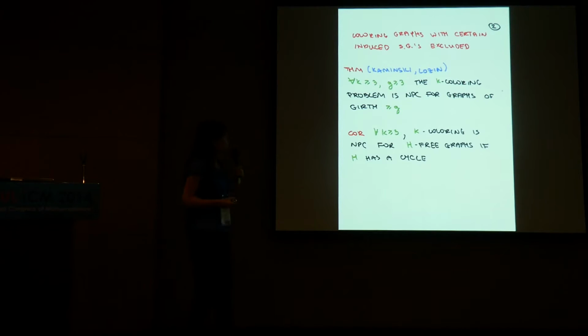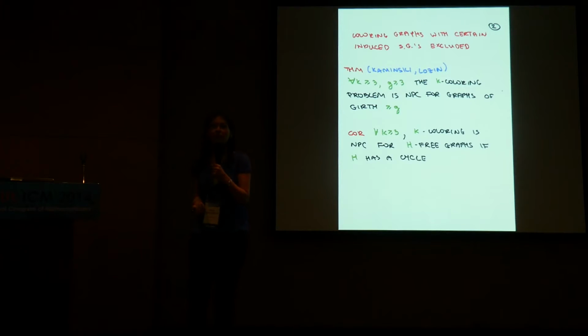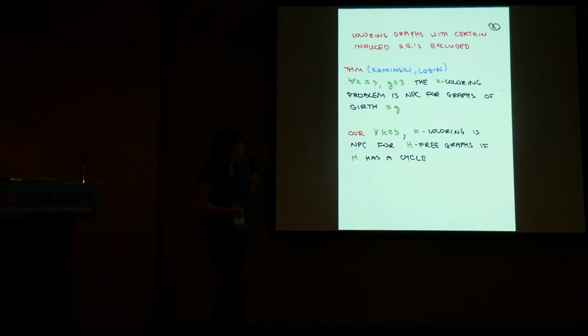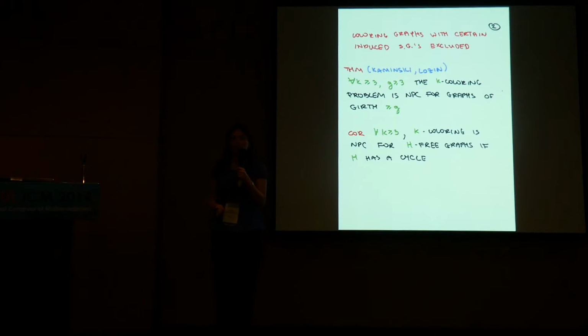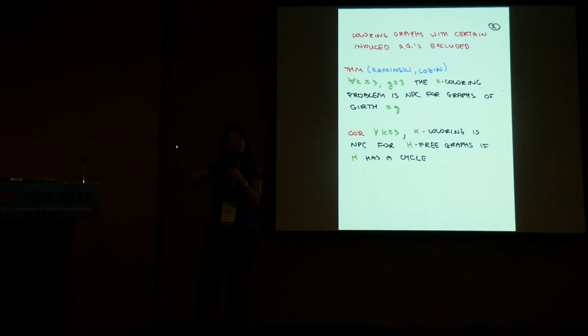All right, so now the question is, what if I don't just give you a general graph, but I give you a graph with some induced subgraph excluded? Does that make the coloring problem simpler? And the answer is usually no, but let me go through this more slowly. So first of all, there's a theorem of Kaminsky and Lozhin that says that for any k at least 3, k-coloring graphs of large girth is NP-complete. The girth is the length of the shortest cycle in a graph.